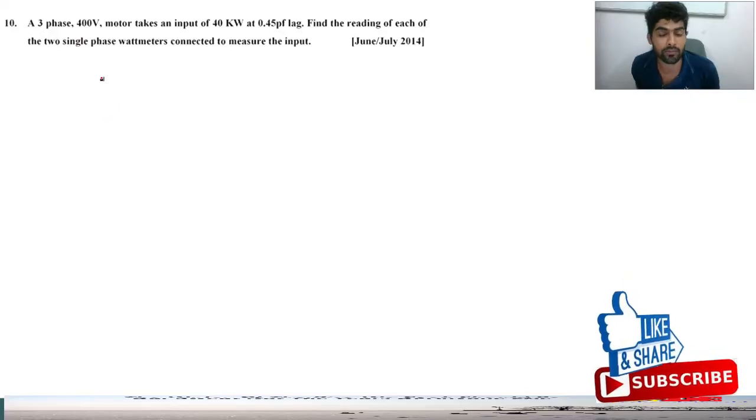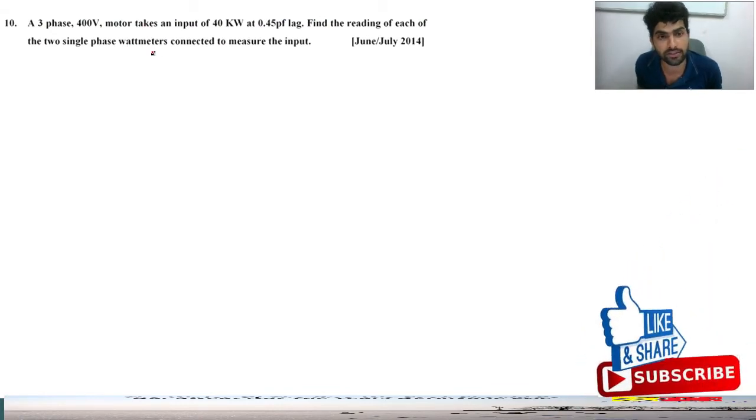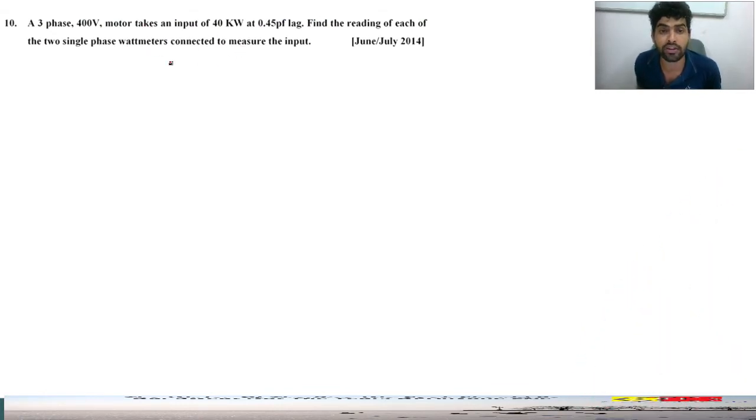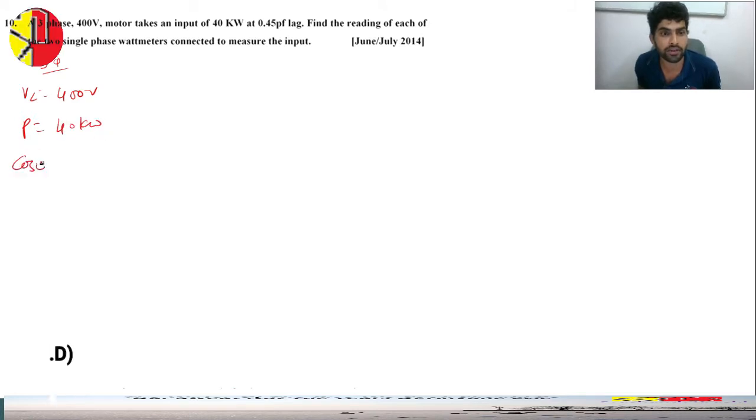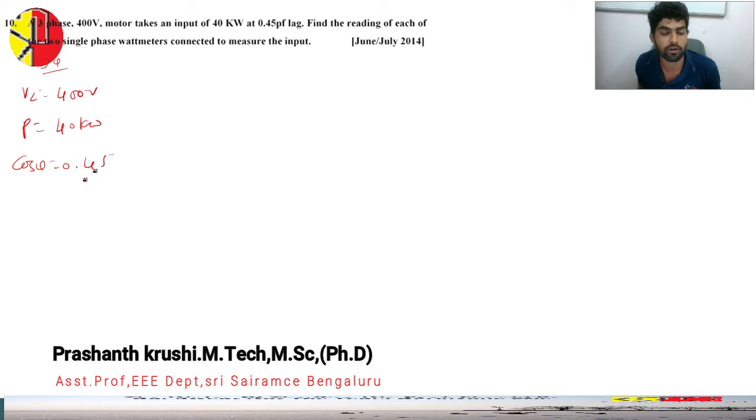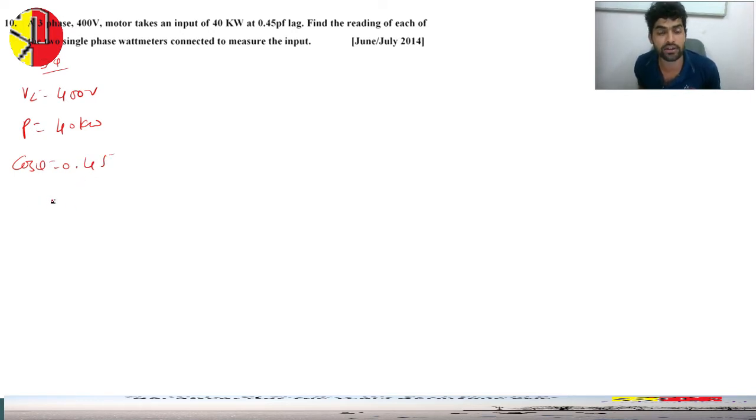Let's see the problem. A three-phase 400 volts motor takes an input of 40 kilowatts, 0.45 lagging. So three phases, VL is equal to 400 volts is given, and then power is given 40 kilowatts, and cos phi is given, 0.45 power factor. And then what we need to calculate? Find the readings of each of the two single-phase wattmeters connected to measure the input. W1 we need to calculate, and then W2 we need to calculate.